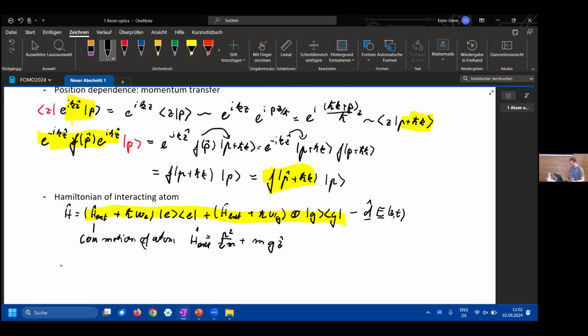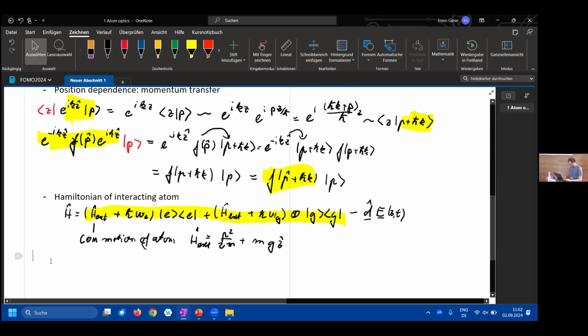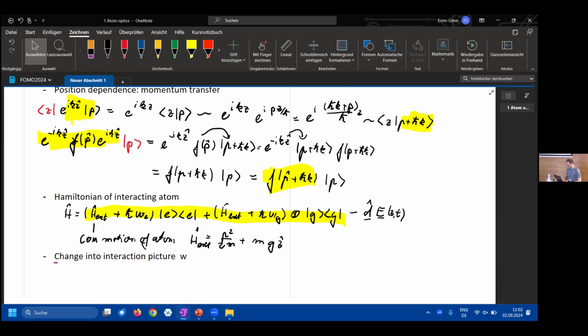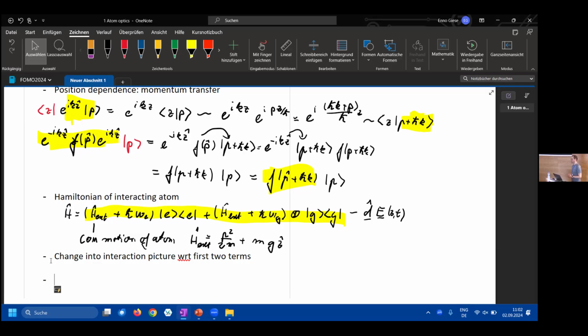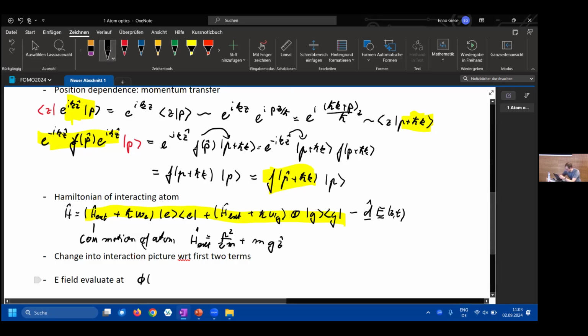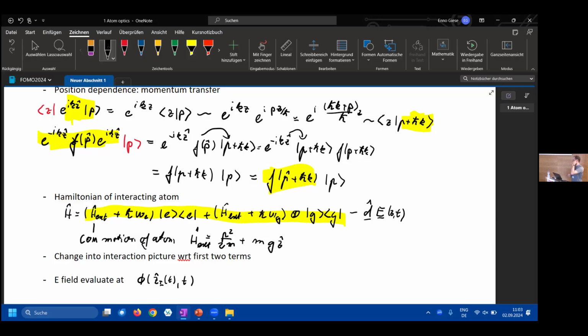What happens if you go into the interaction picture at this stage, with respect to the first two terms? You will observe the following: the electric field is now evaluated at the position of the atom in the interaction picture. It will have a phase that depends on time. This operator has to be written in the interaction picture.